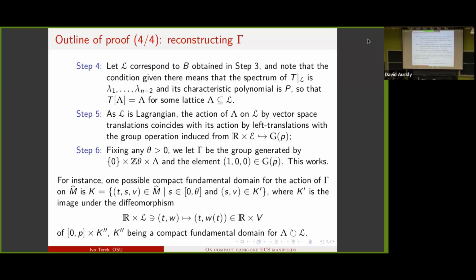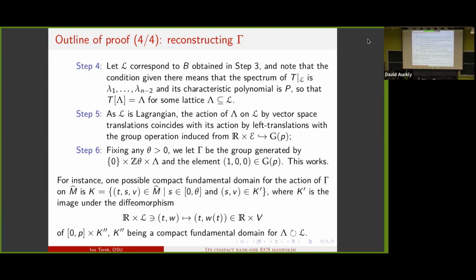You start with a compact fundamental domain for this quotient that produces a tori. You bring it back via this equivariant diffeomorphism between R cross L and R cross V, naturally built from evaluations. And then you just multiply by a closed interval and you're in business. That's pretty much the gist of the conclusion.